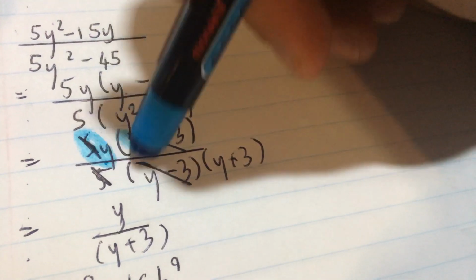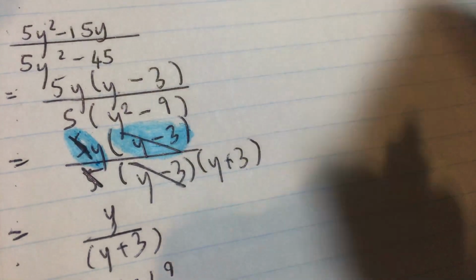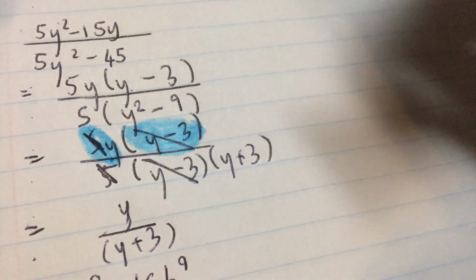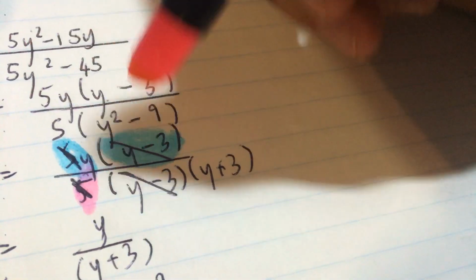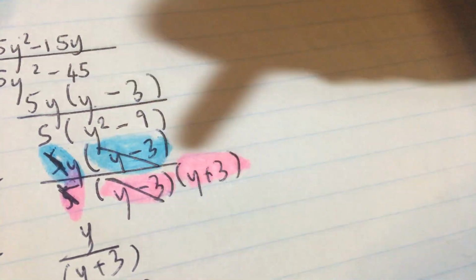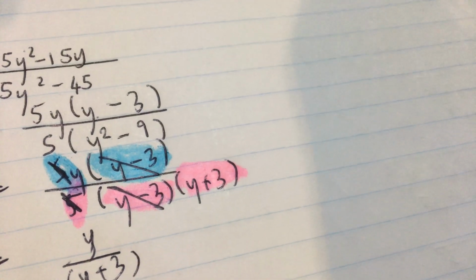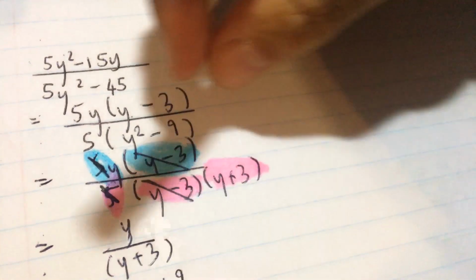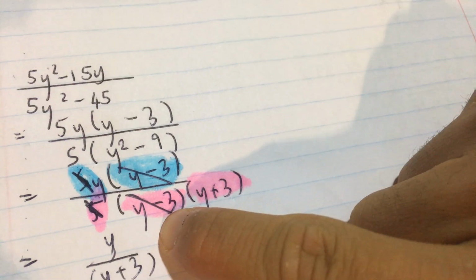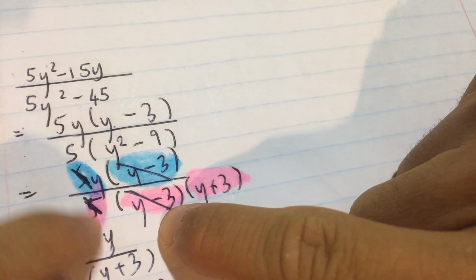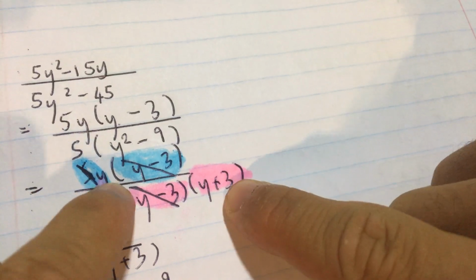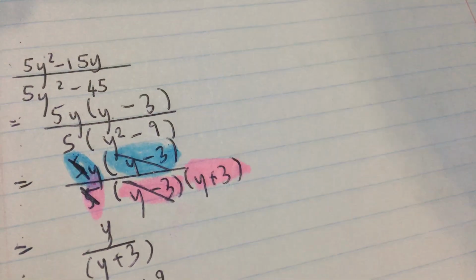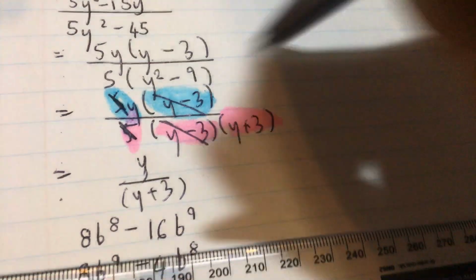This term times this term, and then this term, which is a constant, times this term and this term. So all the terms are being multiplied together. Even though the term inside here has got a subtraction, it's seen as one term. So I'm cancelling this whole term with this whole term. And then that 5 and that 5 cancel. And I'm left with y over that. So those are the only two left. These are challenging. You have to practice, people.